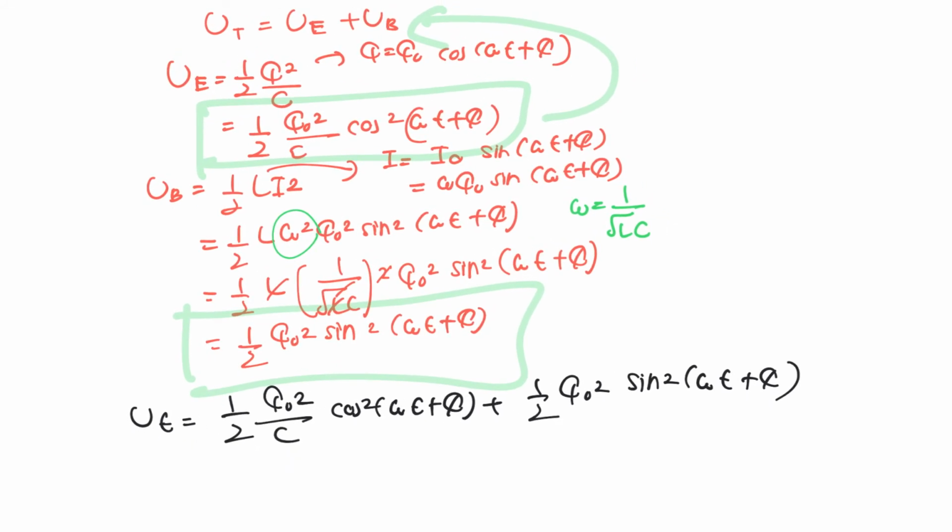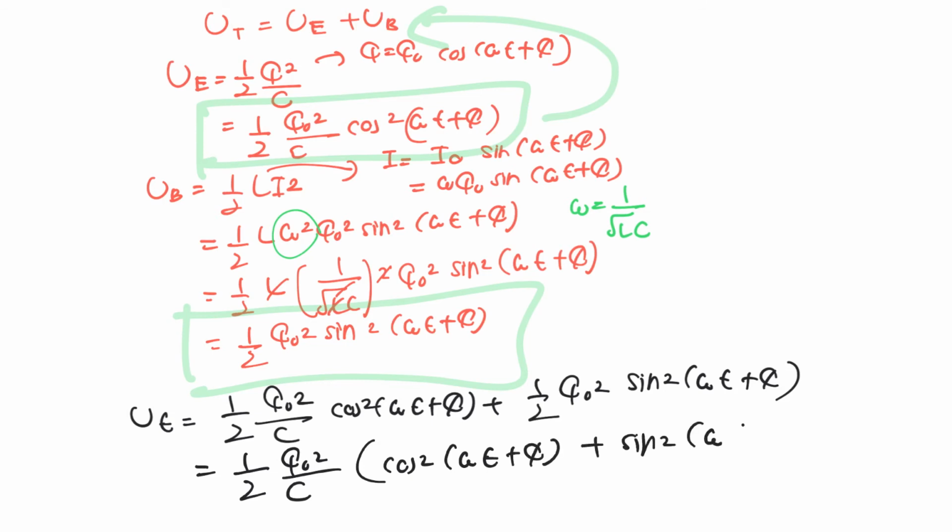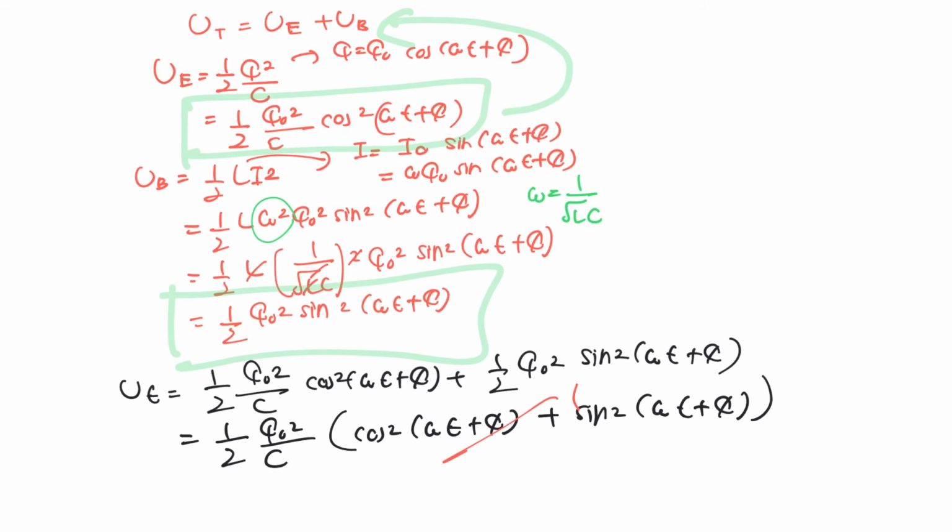Factorize the equation. You are going to get 1/2 q naught square over C, and then this one is going to be cos square(omega t plus phi) plus sine square(omega t plus phi). Based on the maths formula, this is going to become 1. So the final formula for the total energy will be U total equals 1/2 q naught square over C. So this is how you get the formula for the total energy.